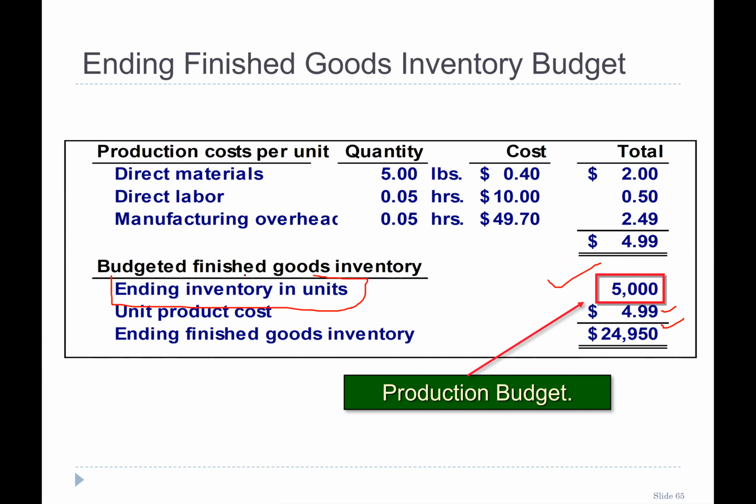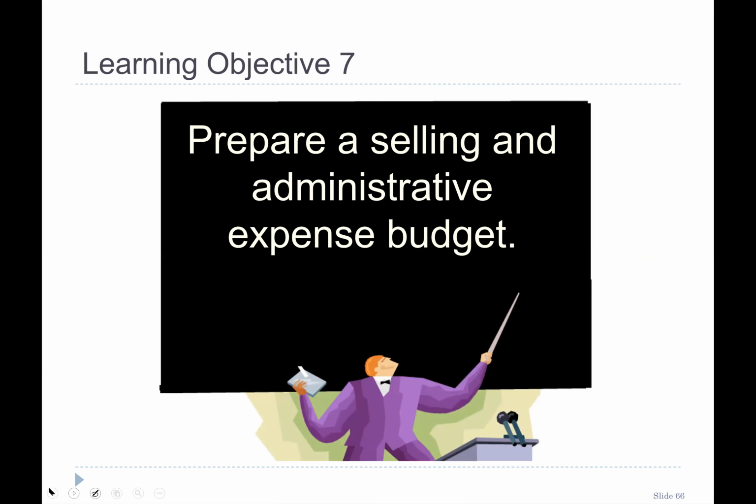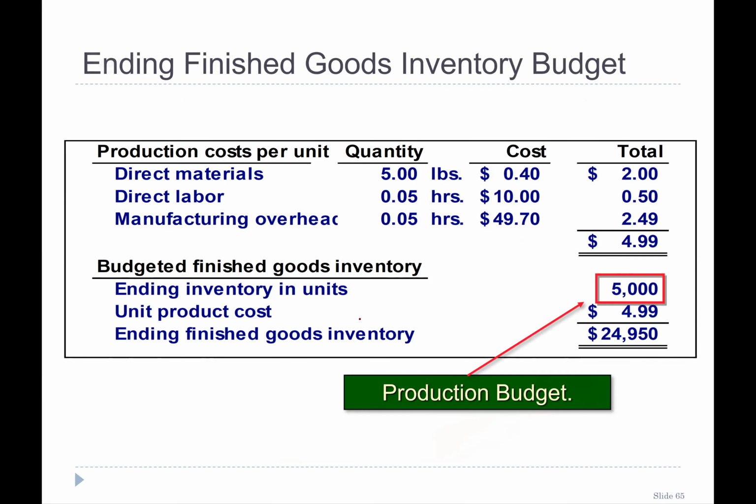So the main part is to calculate this 49.7, and the question will mention whether you include the effect of depreciation or not. Normally you include the effect of depreciation to calculate the manufacturing overhead if the question is silent. Otherwise, you exclude the effect of depreciation. Right, guys? So, any question up till now?